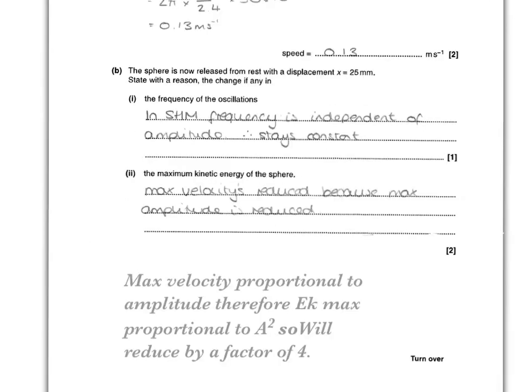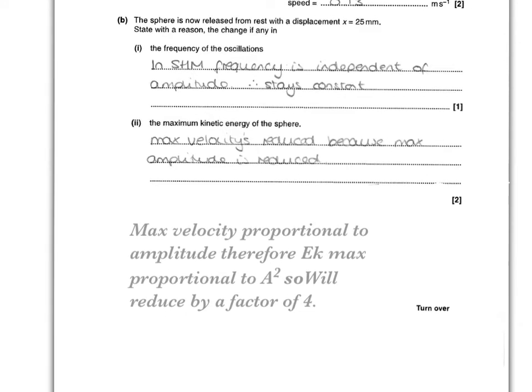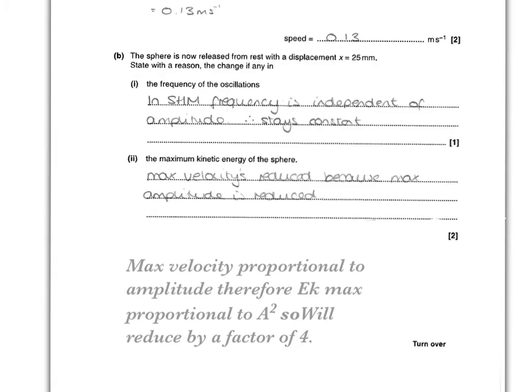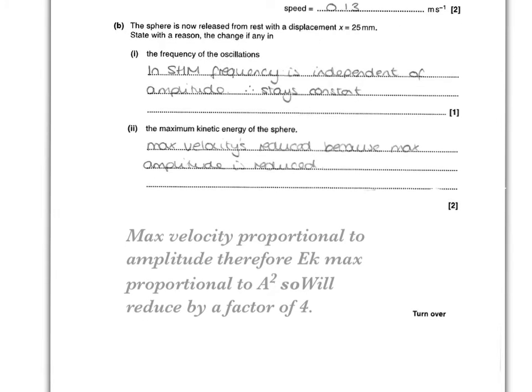So in part B, we're asked if the displacement is changed to 25 millimeters, which is just half of what we had before, what changes are going to be made, firstly to the frequency? So in SHM, the frequency is independent of the amplitude, so that's going to stay the same if you change the displacement. And the maximum kinetic energy, so the maximum velocity is reduced because the maximum amplitude is reduced, and the maximum velocity is proportional to the amplitude, and so E_K max is proportional to A squared, so if that's halved it will reduce it by a factor of 4.